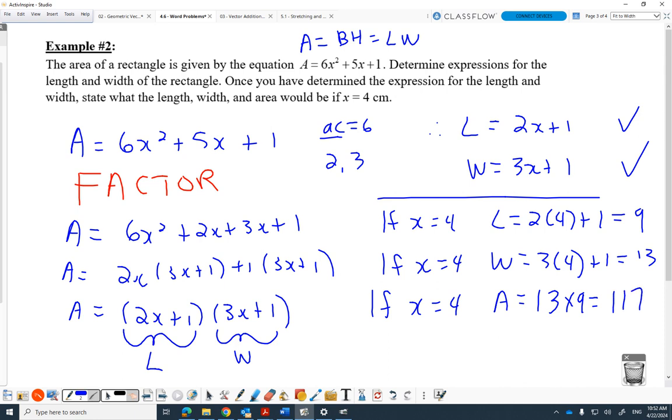Now, friends, I said I was going to do better on communication marks this chapter. One thing was equal signs. The next thing is units. Those are the two. I won't just circle them. I'll actually take marks off if you don't get the units here. So this is 9 centimeters. This is 13 centimeters. And this is 117 centimeters squared because it's an area.